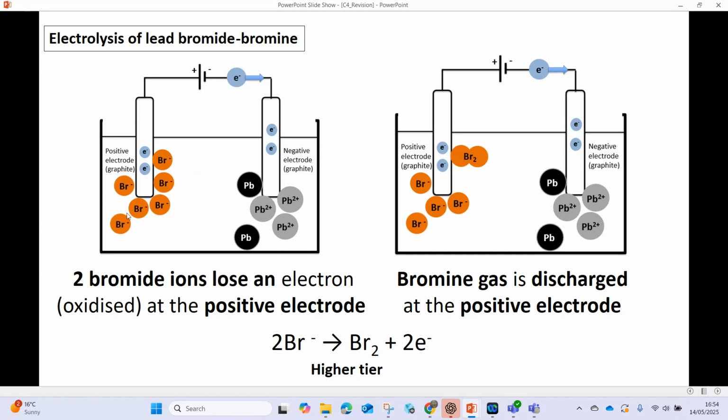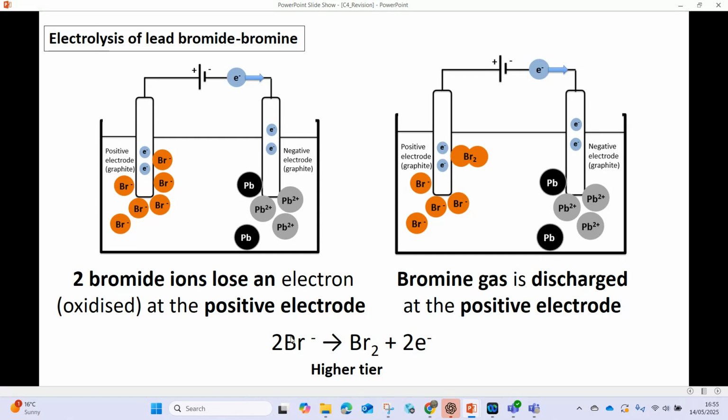And then here you can see when the bromide ions are actually at the positive electrode, they lose an electron. So that electron that they were carrying, the extra electron, is lost. And when the bromide ions have lost their electron, they join together in a covalent bond to form bromine. So bromine, remember, is a small molecule with a covalent bond inside of it. Bromine gas is then discharged at that electrode.